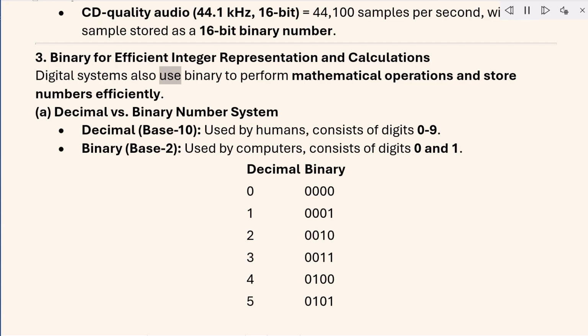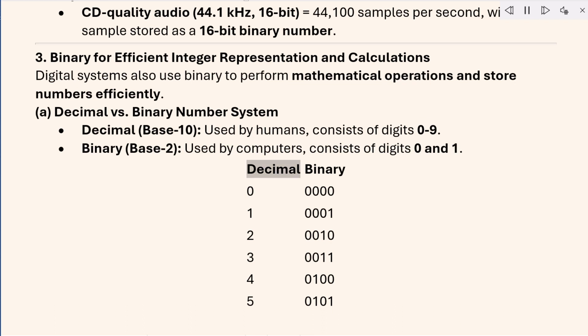3. Binary for efficient integer representation and calculations. Digital systems also use binary to perform mathematical operations and store numbers efficiently. A. Decimal versus binary number system. Decimal, base 10, used by humans, consists of digits 0 to 9. Binary, base 2, used by computers, consists of digits 0 and 1.